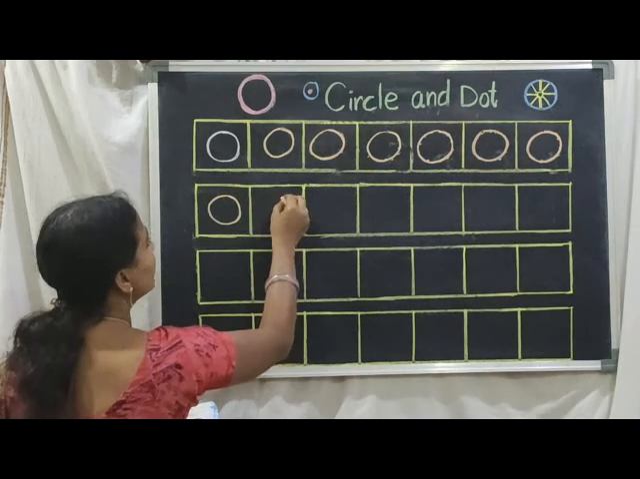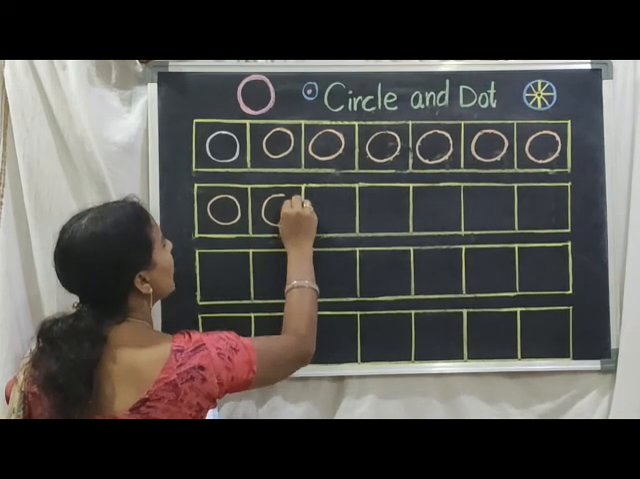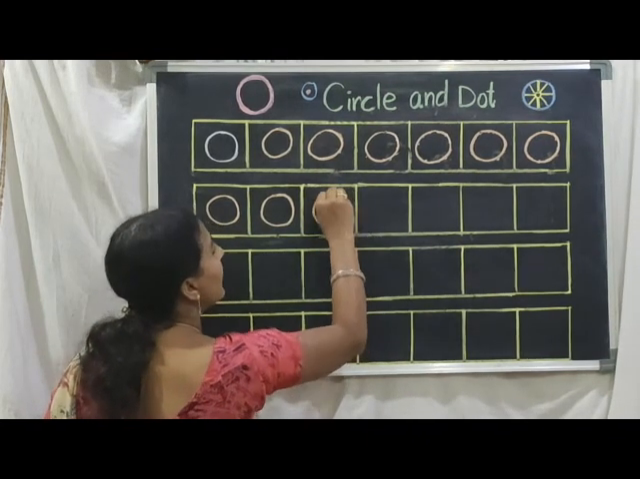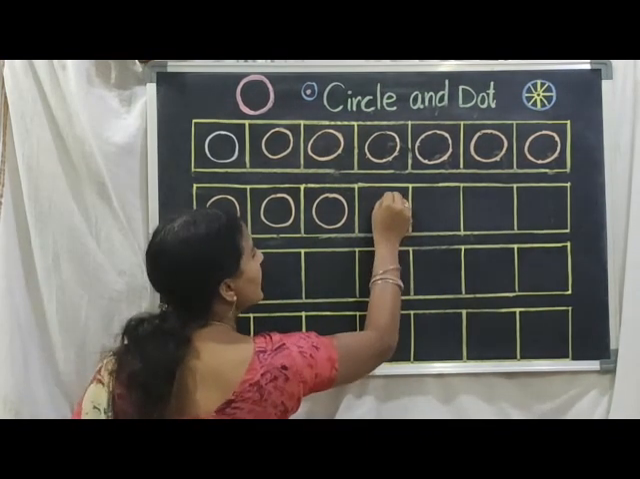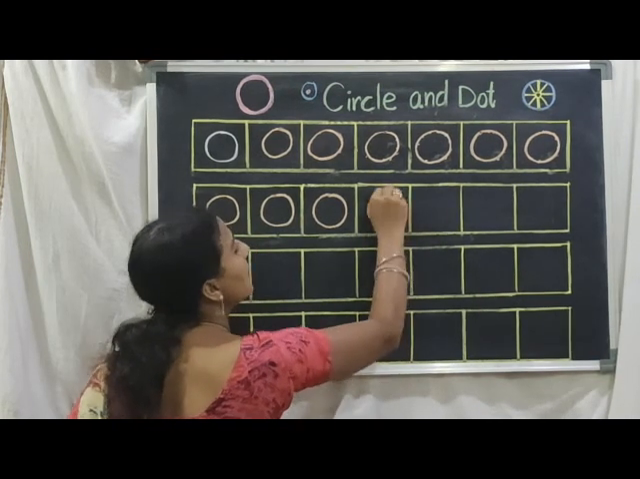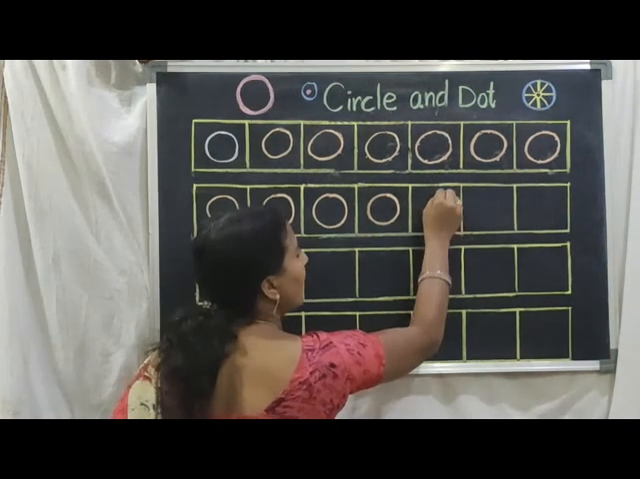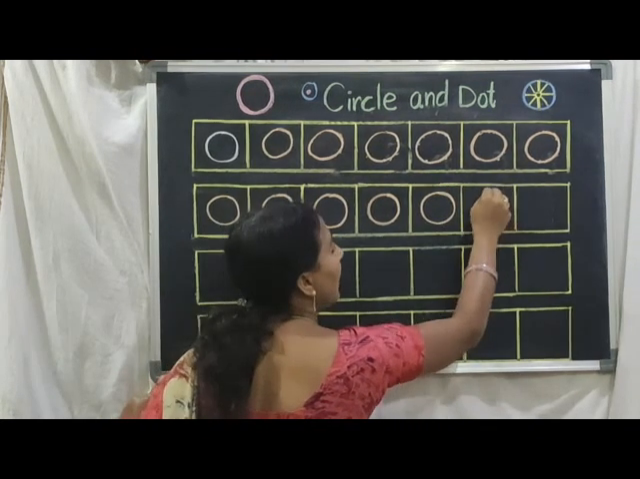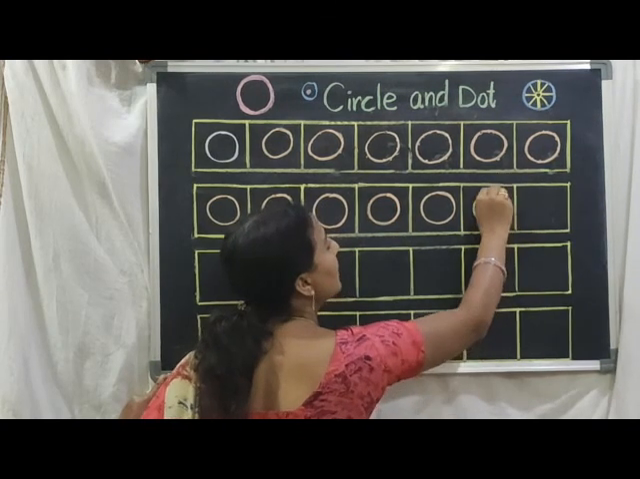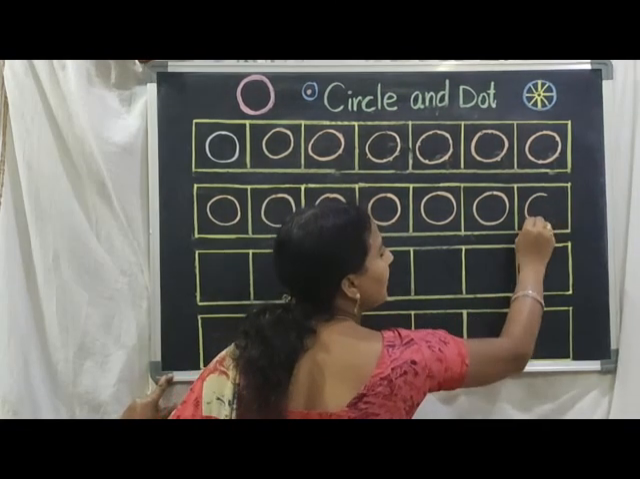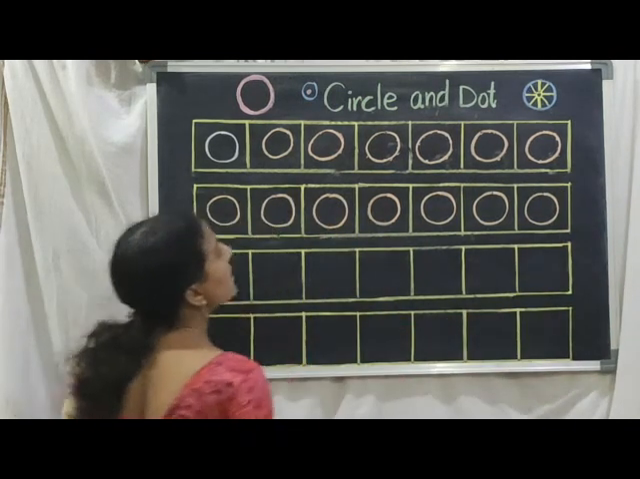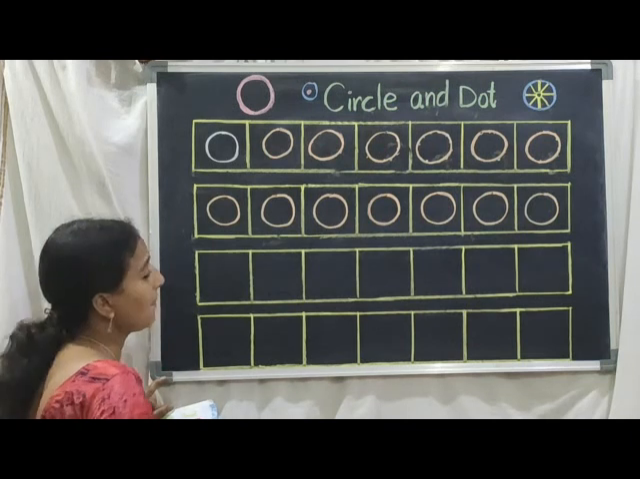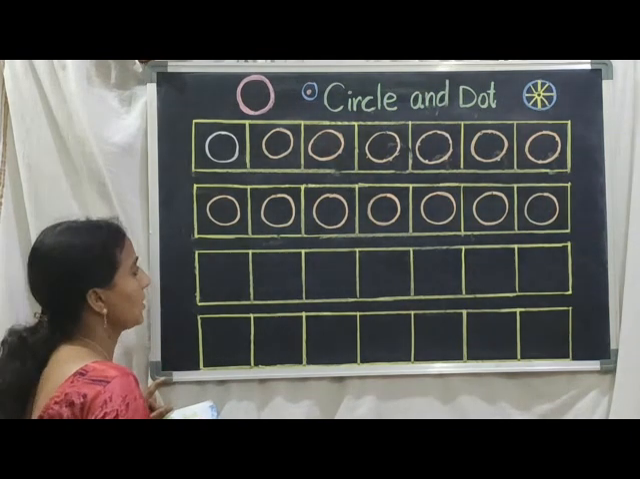Circle. Circle. Circle. Right curve, then left curve. Right curve, then left curve. Right curve, then left curve. See here, children, it has become a circle. This line too is completed. Now, look here, children.